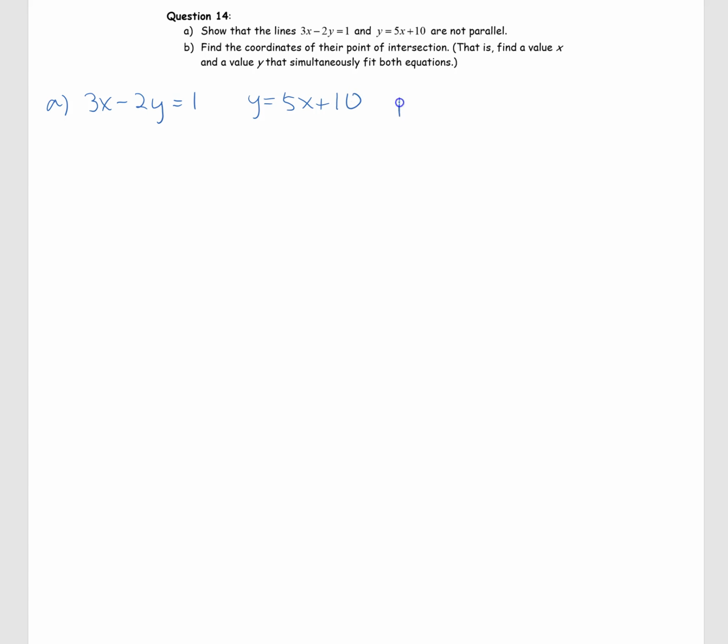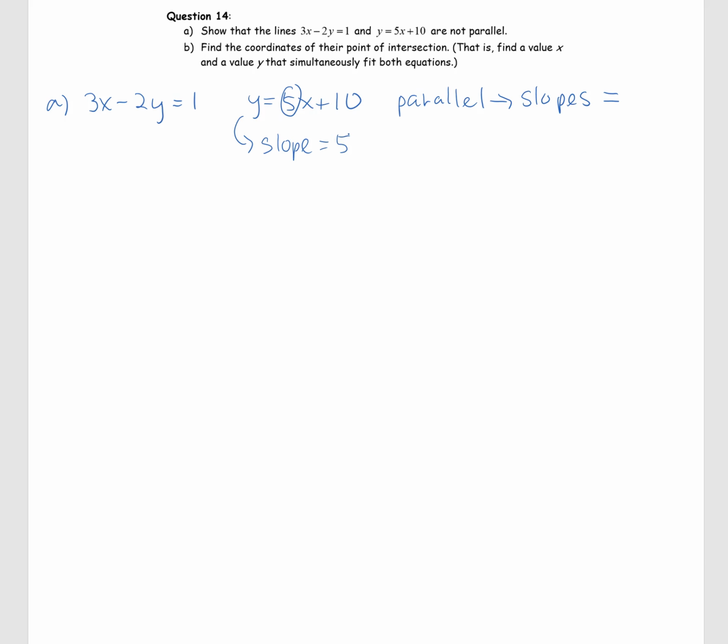So we know that for two lines to be parallel, their slopes have to be equal. So for these two equations, we want to show that their slopes are not equal. And if we look at this second equation, this is in the form y equals mx plus b, where m is the slope. So it's pretty easy to figure out the slope of this line. It's just 5 here, the coefficient on x. So the slope of this line equals 5.